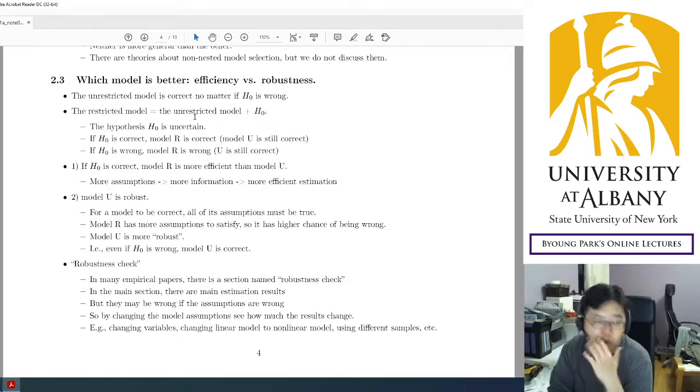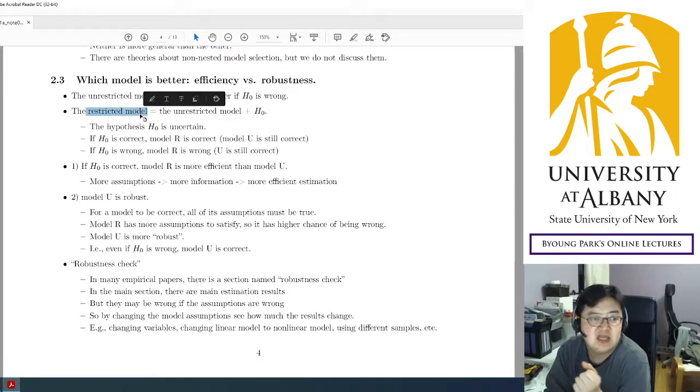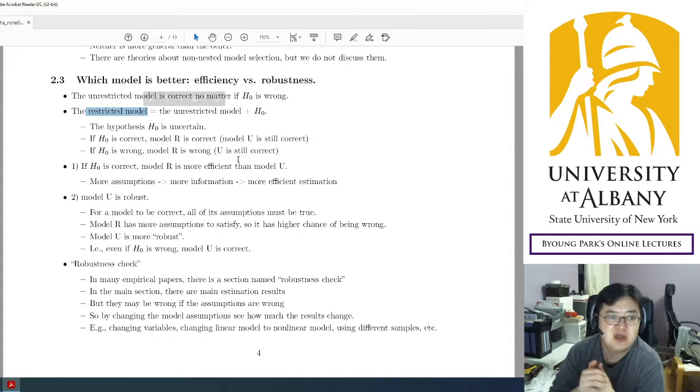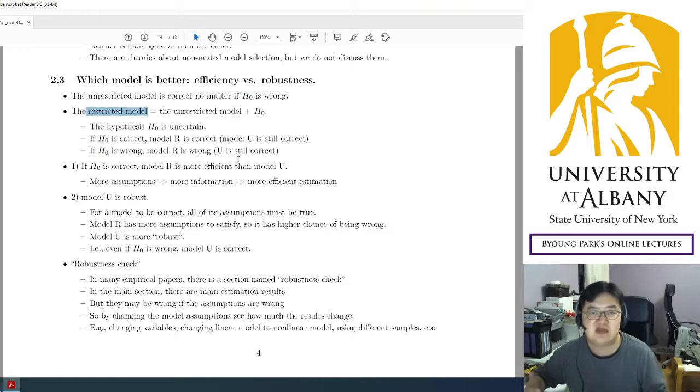It depends on whether your hypothesis is correct or not. Suppose that if your hypothesis is correct, then the restricted model is better because it uses more assumptions, so it will be more efficient and it utilizes more information. So more information makes the estimator more efficient. So the restricted model is good.